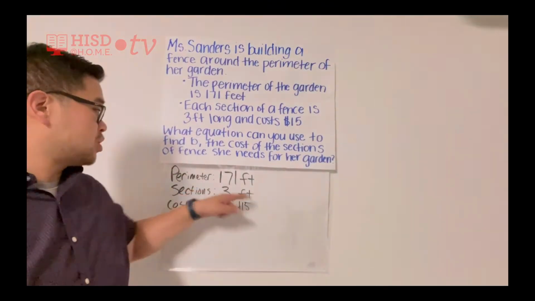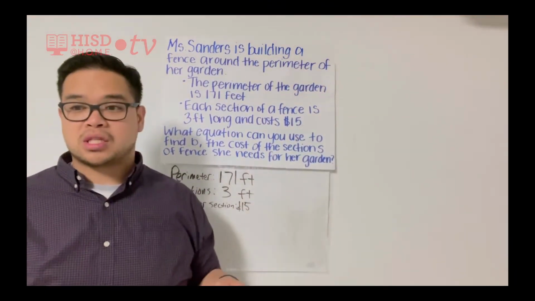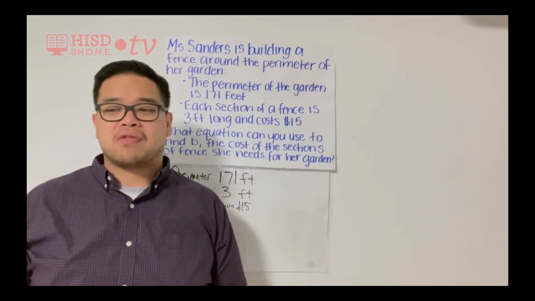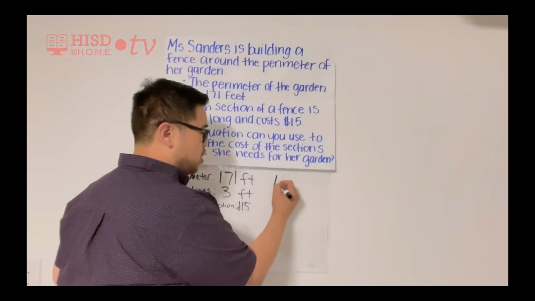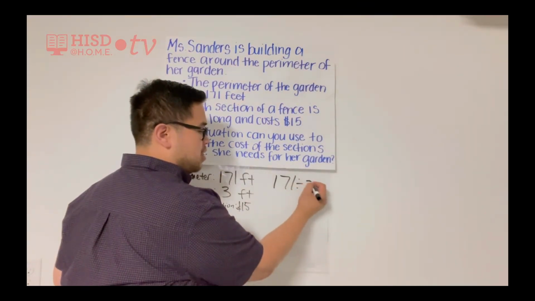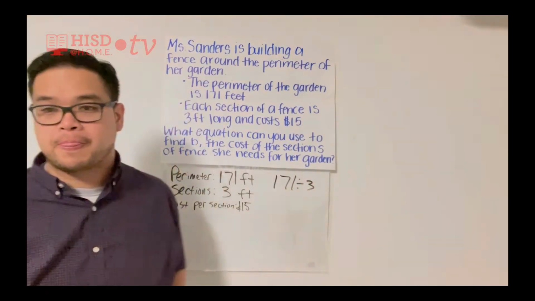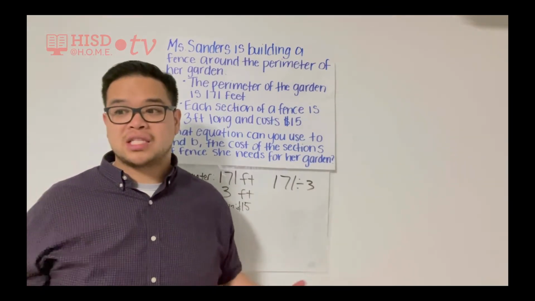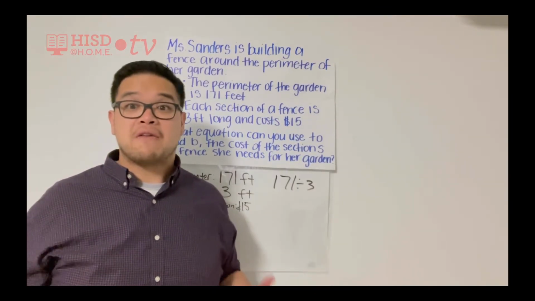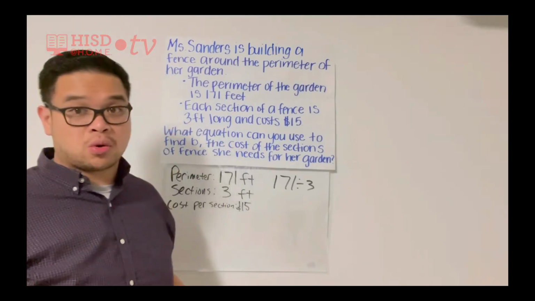So in order for us to solve this problem, what we're going to have to do is take the perimeter, which is the total distance around this garden, and then divide that. So we're going to set up our equation, 171 divided by 3, and this will give us the number of sections. And then when we get the number of sections, we're going to multiply that by 15, and that will give us the total cost.